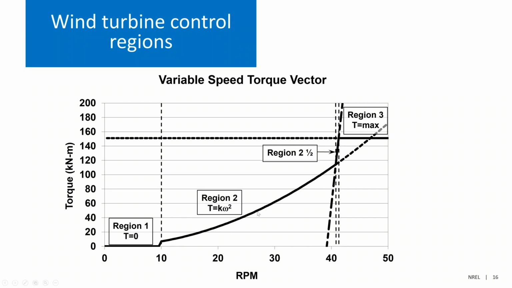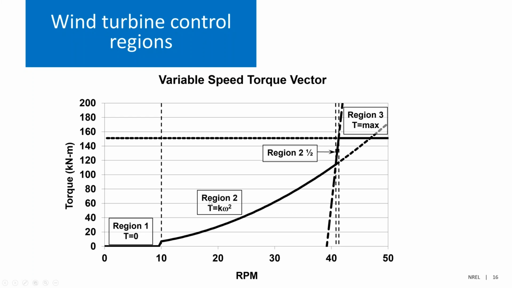Then in region 2, you want to generate as much energy as you possibly can. So you use that torque equals K omega squared rule to set up the optimal point, where K is solved for your optimal point. But at some point, the wind will get high enough that you're going to break something if you keep allowing this torque to rise.